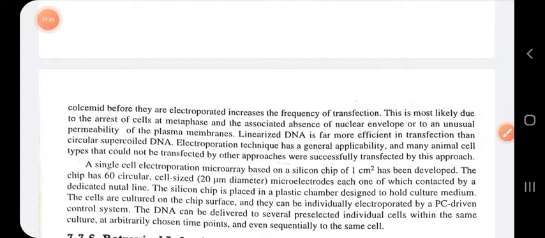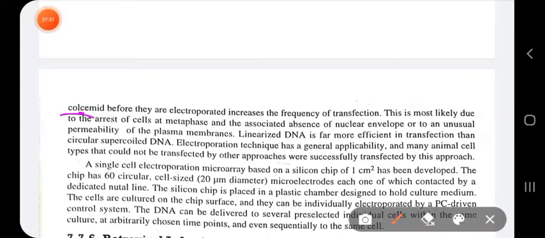Why? Because colcemid will arrest the cell at metaphase, and at metaphase there is no nuclear envelope present, so there is no barrier. You can also use colchicine, because it also disrupts the spindle fiber at the metaphase stage, thereby not allowing the cell to go into further divisions. But colchicine is a mitotic poison. Here colcemid is normally used in a dilute form.